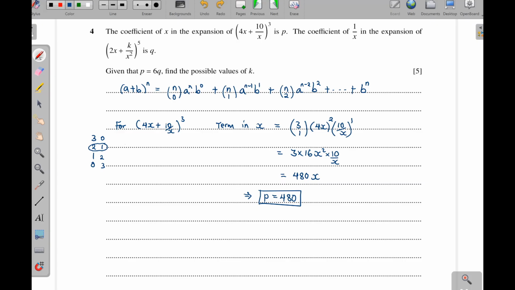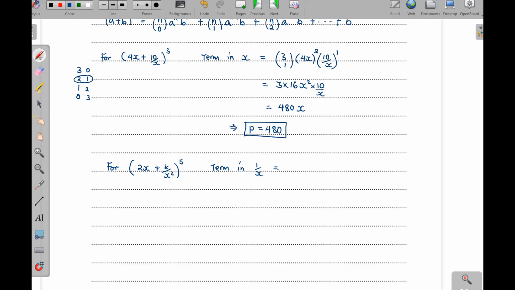Okay, then we go to this other one here for which one? We are given also this one here, 2x then plus k out of x squared then to the power of 5. Then which term shall we need? Term in 1 over x. So we have 1 over x. And here our n is 5. So we shall have 5 combination something. The terms we are having are 2x and then k over x squared.